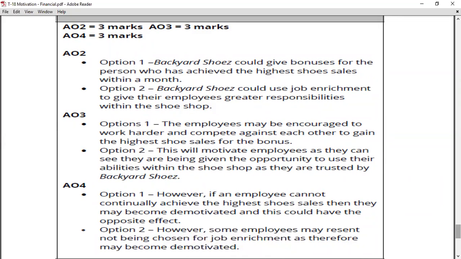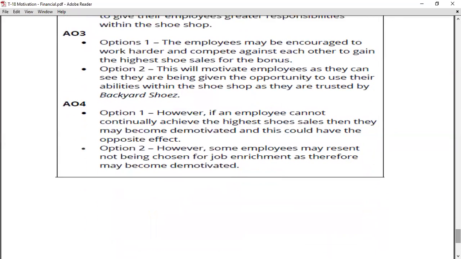However, if an employee cannot continually achieve the highest shoe sales, then what happens? Disadvantage: they may become demotivated, and this could have the opposite effect. Because we are always giving this opportunity to one party with higher sales, the best employees. Imagine an organization that has a star worker who is always an artist at selling. So he might get that bonus always. Other workers will be dissatisfied.